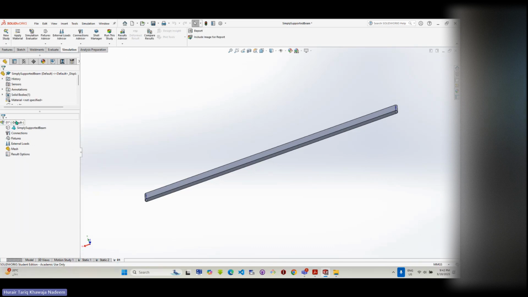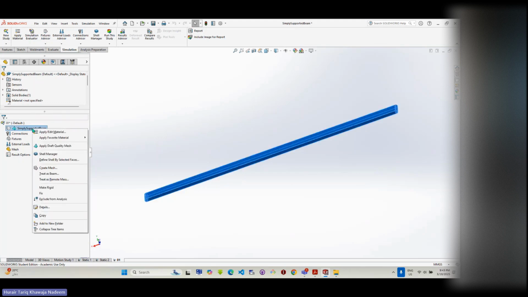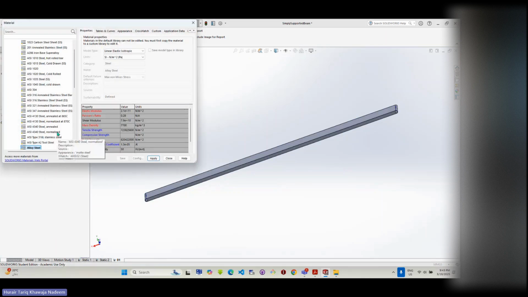Now you will see something which is actually over here. And you have to start from the top and go all the way down to the bottom. So this is a simply supported beam because the name of the file is simply supported. So what I'll do, I have to define the material first of all. This is the first thing. So you come over here and you click on apply material.